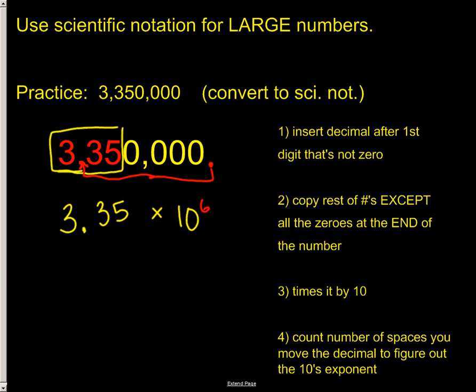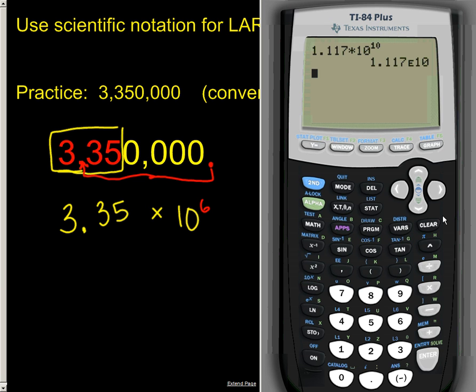When we flip back to this one right here, because this number is small enough, let's type in 3.35 times 10 to the 6th power. There we go, 3.35 times 10 to the 6th. We should get 3,350,000. Yeah, 3,350,000.